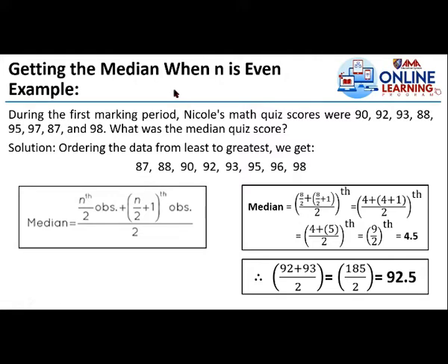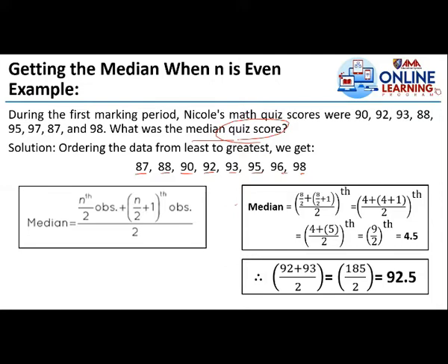Now, during the first marking period, Nicole's math quiz scores were 90, 92, 93, 88, 95, 97, 87, and 98. As you can see, naka-disarrange yung numbers na binigay. The question is, what is the median quiz score? So, in-arrange nyo muna. Then after ordering the data from least to greatest, pwede naman ganun, April. Pero ito, may formula.